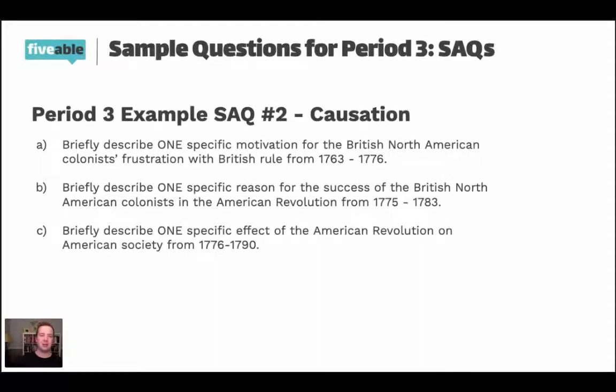And then lastly, letter C, briefly describe one specific effect, cause and effect, of the American Revolution on American society from 1776 to 1790. Any options for letter C, go ahead and throw those in the chat. What's an effect of the American Revolution on American society? How does it change us as a country and as a society? America is now an independent nation. Hannah, that's a great one, for sure. Vicky's talking about a strong sense of nationality. That'll work. We have a strong sense of national pride.